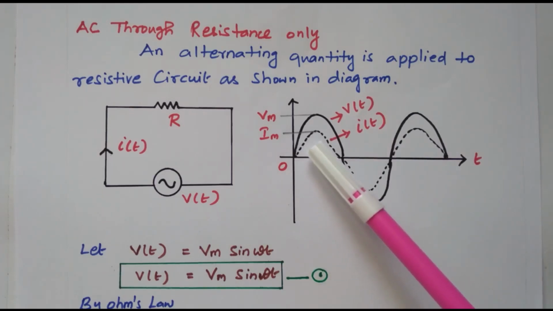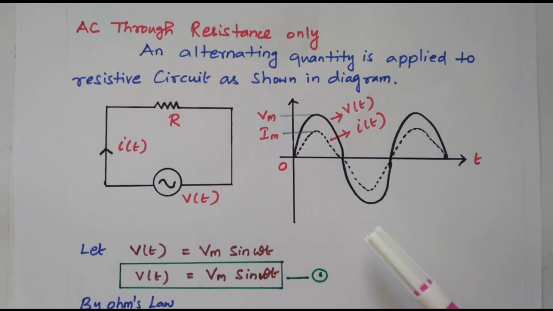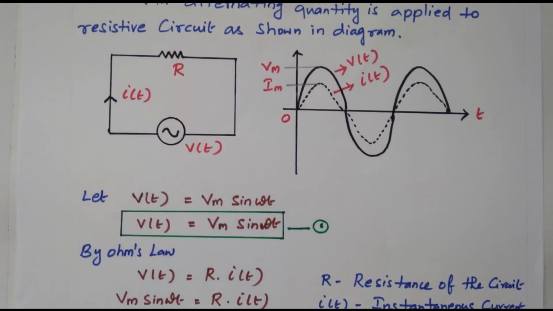Now we'll analyze how the current and voltage are in phase. Both are in phase in case of resistive circuit. We will analyze in terms of the equation. Now v of t equals Vm sin omega t. We will take it as equation 1. This is the applied voltage. The voltage applied to the circuit is Vm sin omega t. We will take this as equation number 1.